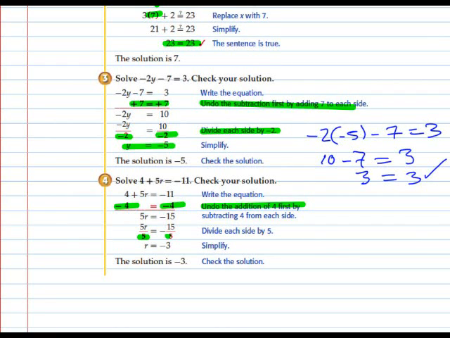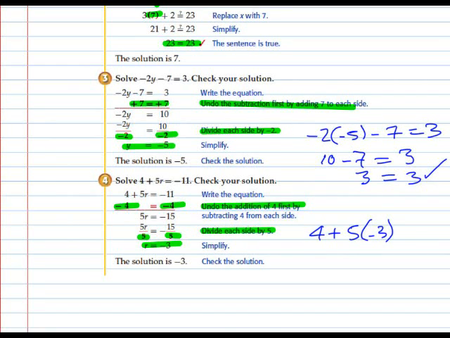In example 4, I'm going to undo the addition with subtraction and subtract 4 from each side of the equation. I'm going to undo the multiplication with division by dividing both sides of the equation by 5. The solution is r equals negative 3.